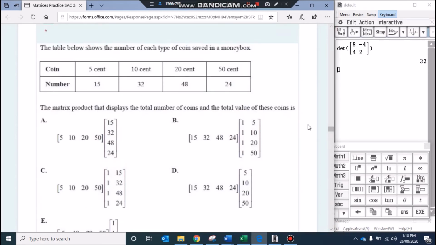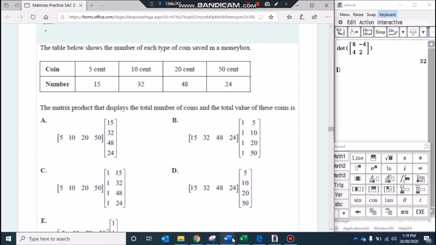So this table below shows the number of each type of coin saved in a money box. The matrix product that displays the total number of coins and the total value of these coins is what? So because we're looking for two values, the total number of coins and the total value, we know it's going to need to be a matrix that has at least two elements. If you think about this matrix product, this is going to form a 1 by 1 matrix when you multiply these together.